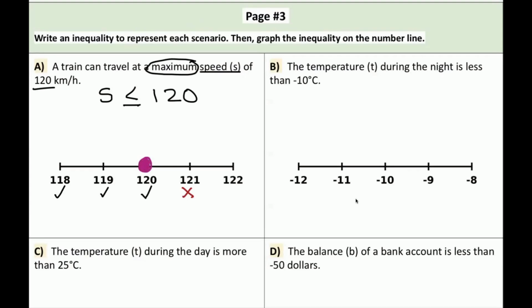And then we'll shade in the direction that makes it true. All of these numbers are true for the speed the train can travel. Once you have A down, go ahead and complete B and C, then come back to the video to check your work.